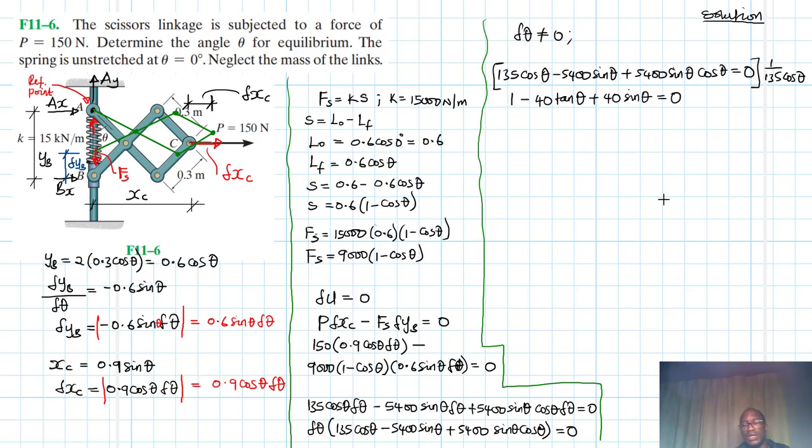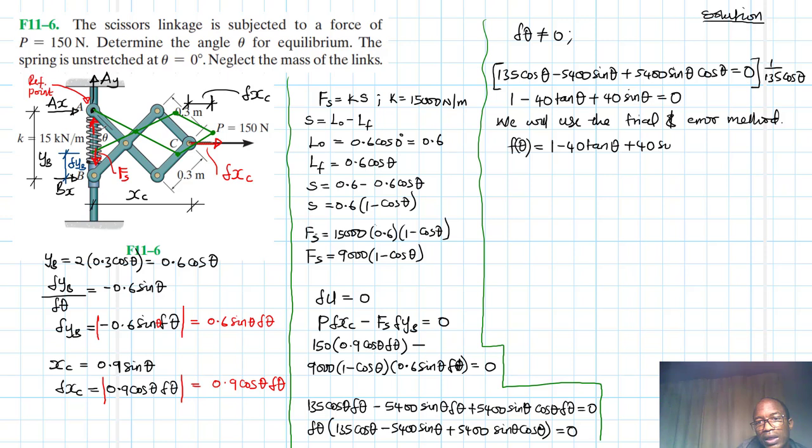Now I have this equation that I need to solve, and we can solve it in a number of different ways. Among them is the trial and error method. So we will write this equation as f as a function of theta, equal to 1 minus 40 tan theta plus 40 sine theta equal to 0.